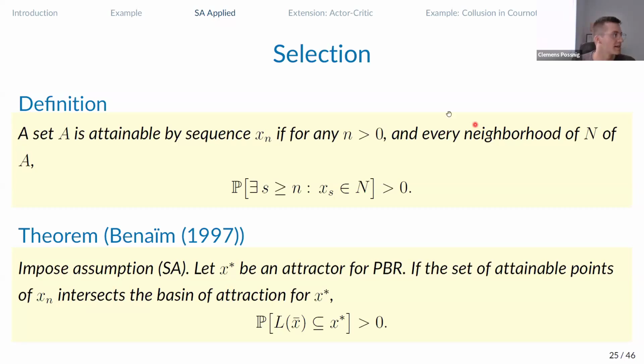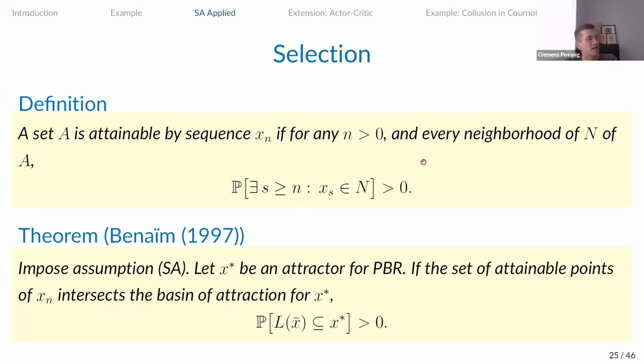One definition that we need is attainability. A given set in the domain of the algorithm is attainable if for any neighborhood of that set, there is some period in the future such that the algorithm will hit that neighborhood with positive probability.